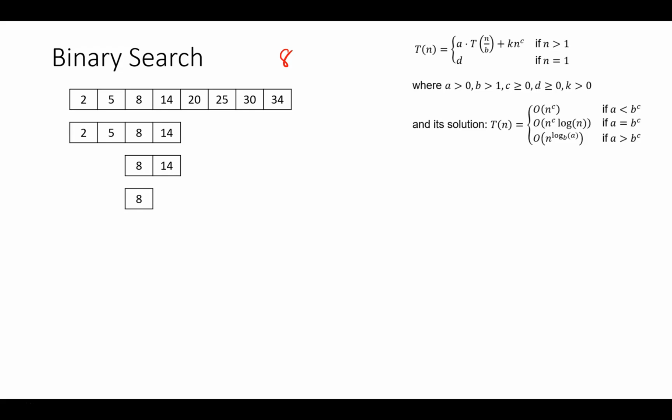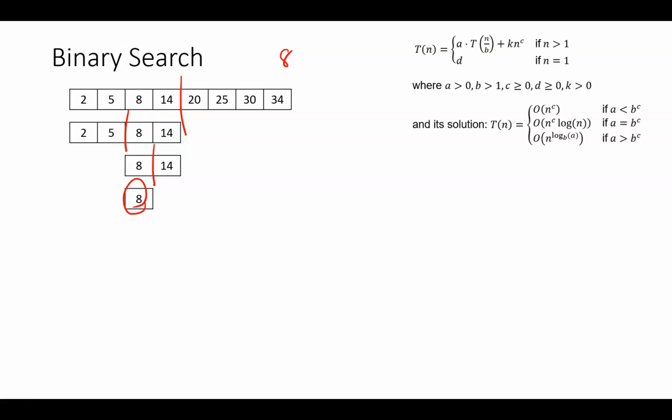And we have a sorted array. We split the array in half and we decide, is 8 bigger or smaller than the split point, the pivot point? So it's smaller than the first one, bigger than the second one, smaller than the third one, and it is in fact the fourth one.